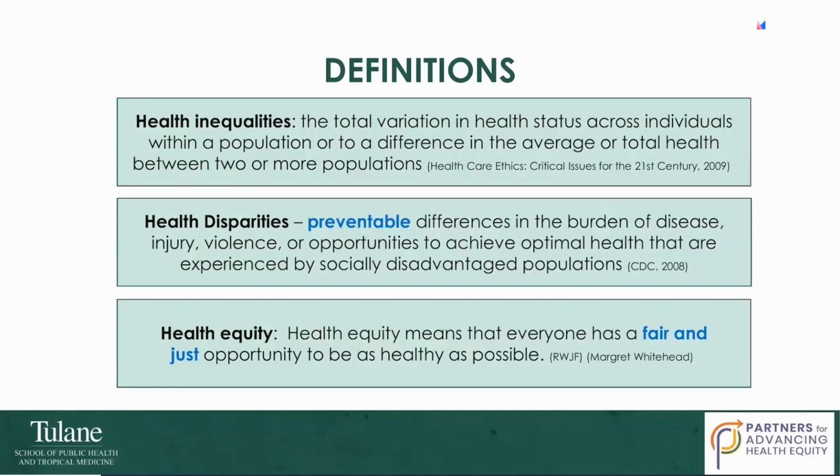And so all of these terms, when we think about preventable, what exactly do we mean? How do we measure it? When we think about justice and fairness, how do we measure these things so we understand whether or not we're moving toward that state?